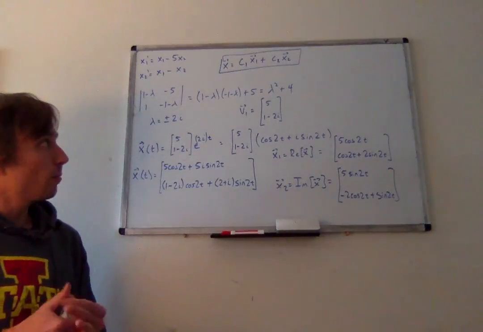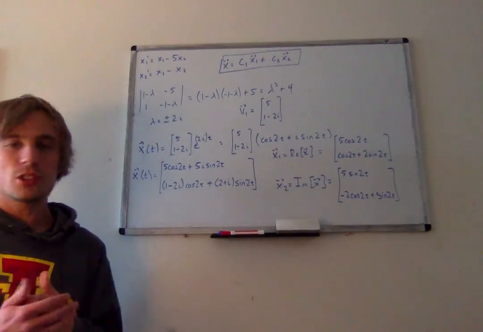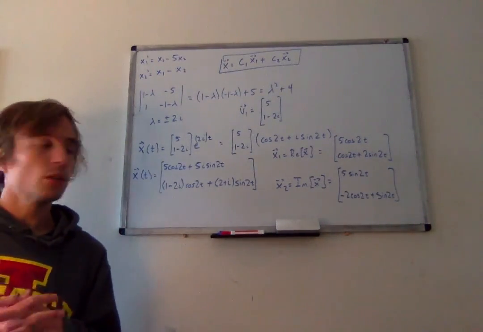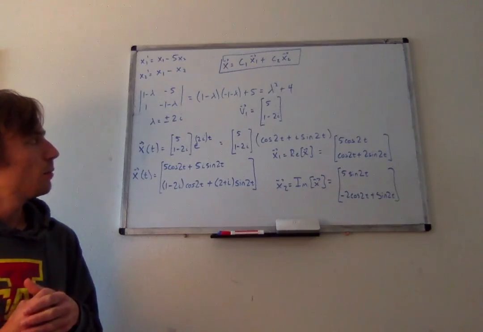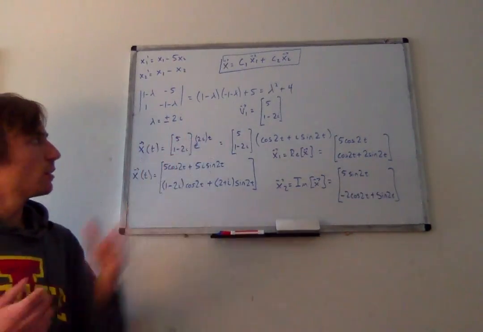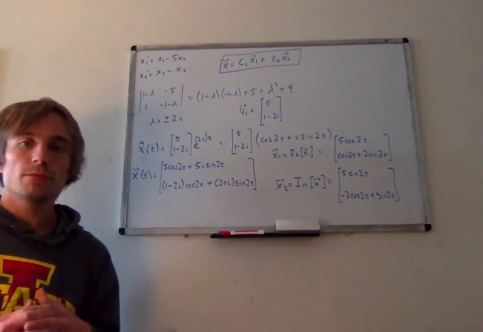And so, again, complex eigenvalues are a little scary, I think, because complex numbers are always a little weird, but I think they're kind of nice. You only have to find one eigenvalue, eigenvector, and we get a nice general solution.